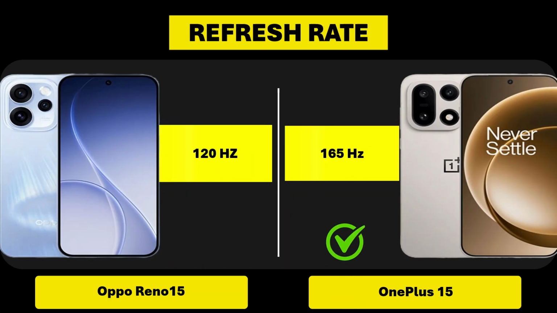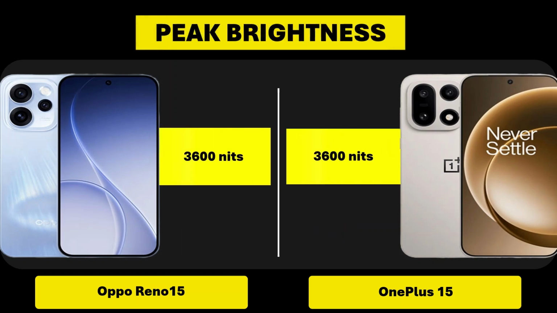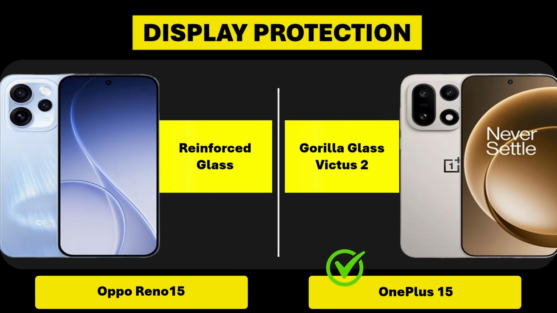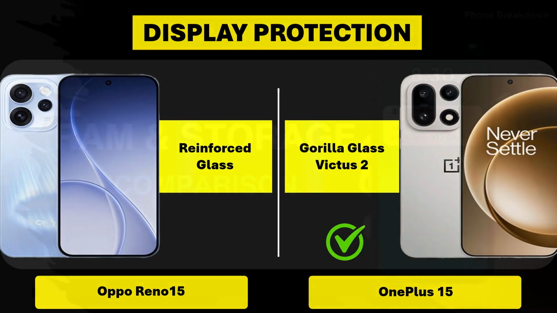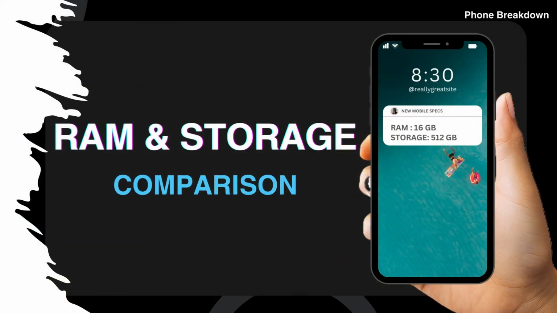Oppo Reno 15 supports a 120 Hz refresh rate, while OnePlus 15 goes higher at 165 Hz for smoother scrolling. Both Oppo Reno 15 and OnePlus 15 reach 3600 nits peak brightness, so daylight visibility is strong on both. Oppo Reno 15 has reinforced glass protection, while OnePlus 15 uses Gorilla Glass Victus 2.